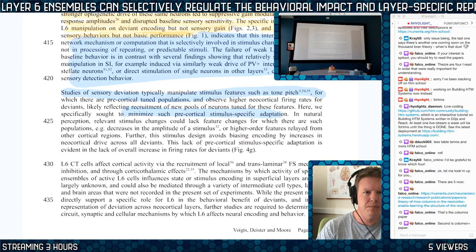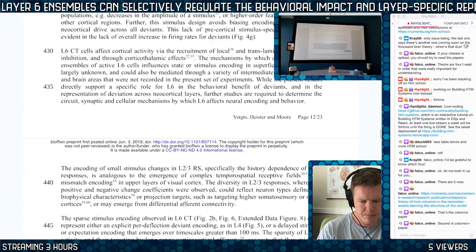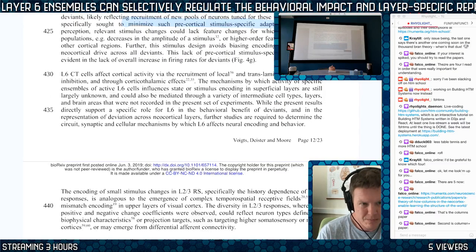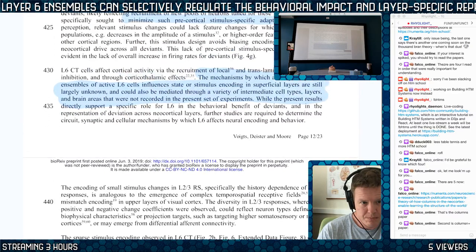Then down here, what do they say? The mechanisms by which activity-specific ensembles of layer 6 cells influence the state of stimulus encoding in superficial layers. That's our proposals here. So what is layer 6 doing? The upper layers are still largely unknown. It could also be mediated through a variety of intermediate cell types, layers, and brain areas that are not recorded in the present experiment. So it's like anything could be happening here.